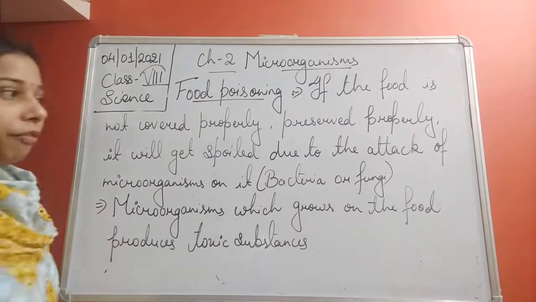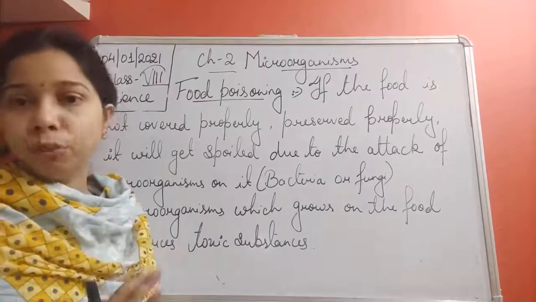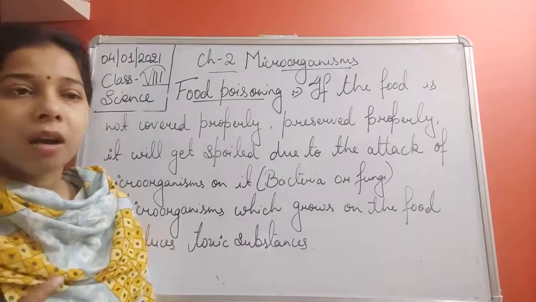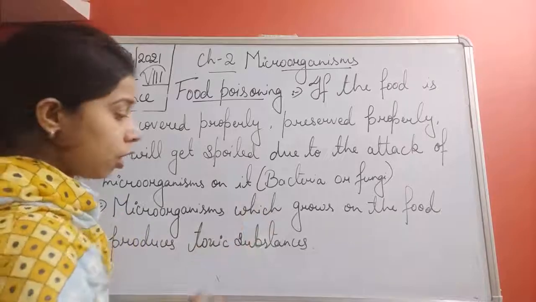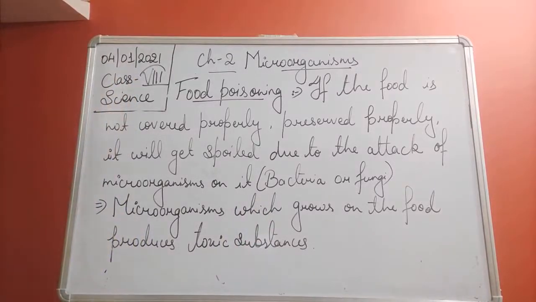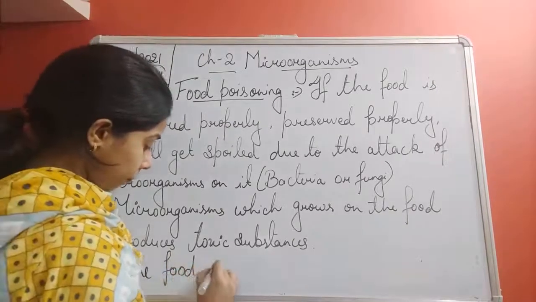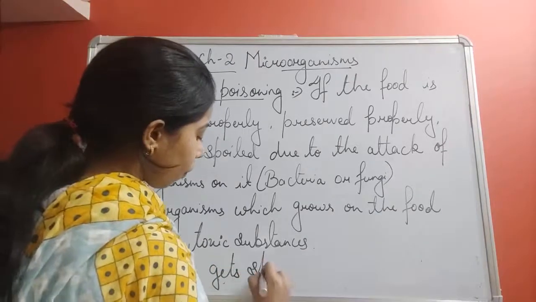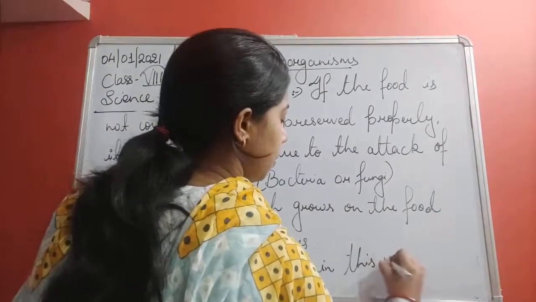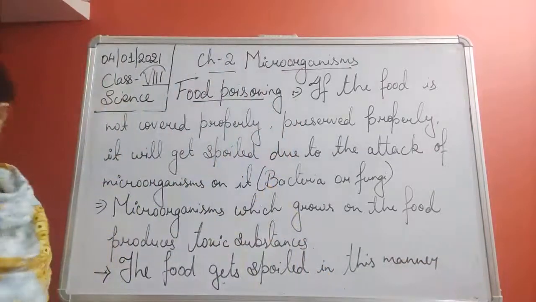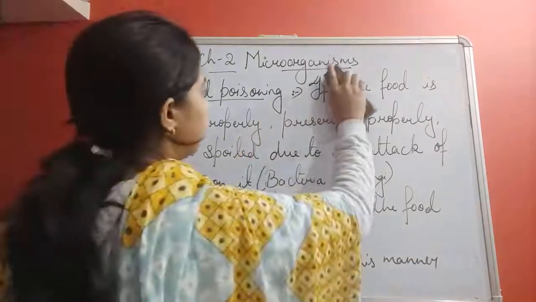Okay. So, when we say that the food gets spoiled, what does that mean? Actually, the taste or the smell of the food gets spoiled, and a foul smell or a bad taste comes out of the food. This happens because of this action. So we can also write that the food gets spoiled in this manner, and starts giving foul smell and bad taste.